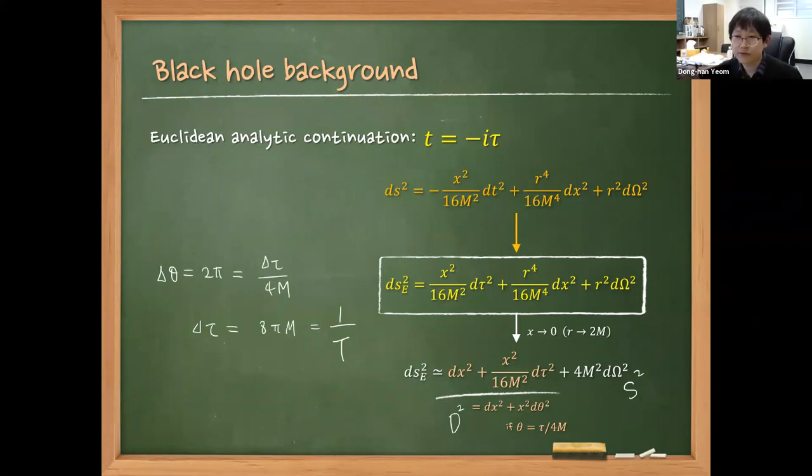So this correspondence, the periodicity of the Euclidean time and the inverse temperature, is obtained from the geometrical analysis. And this is a very typical correspondence in statistical mechanics. However, what happens if the periodically identified angle is smaller than this 2 pi? Then what happens?